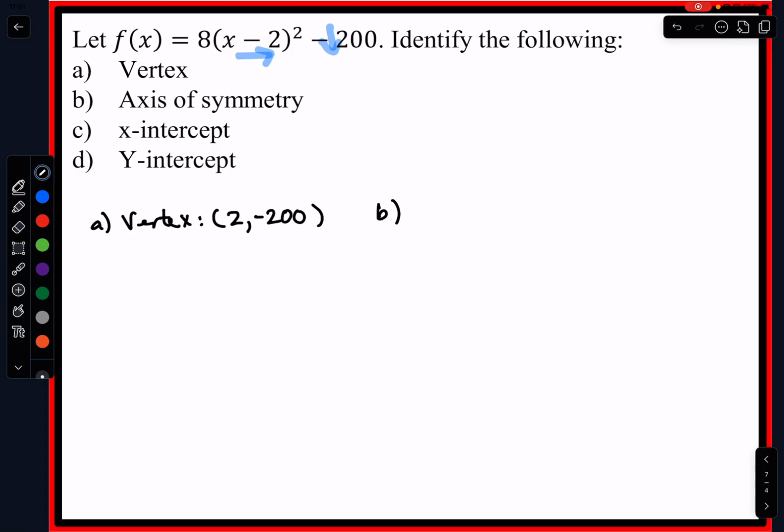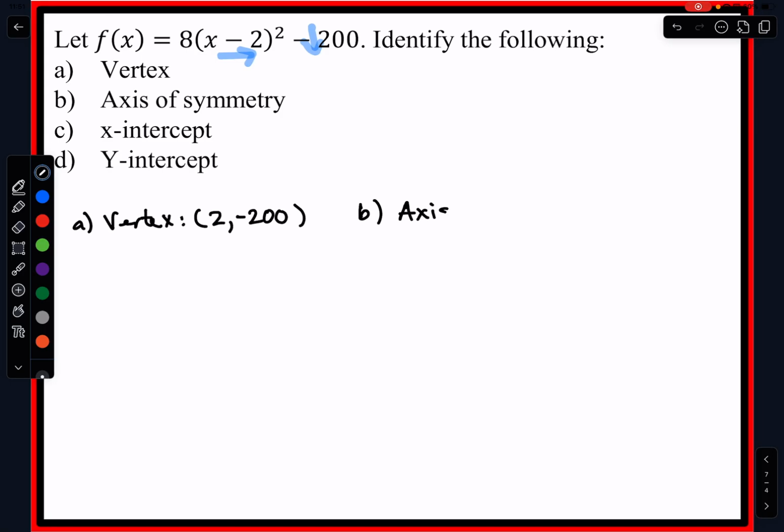For B, the axis of symmetry, well, that's going to be the imaginary vertical line that cuts this parabola into two equal parts, which has to go through the vertex. So that will be x equals 2, just simply the x coordinate of our vertex.